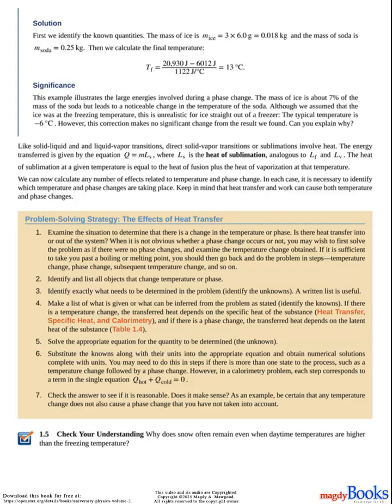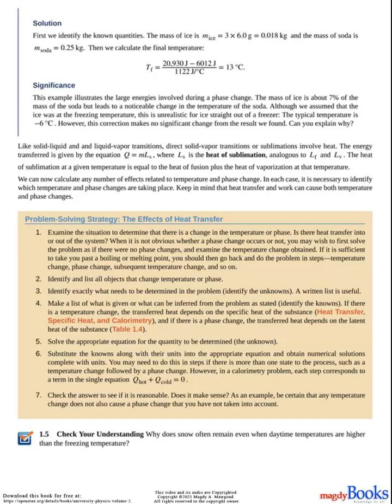Like solid-liquid and liquid-vapor transitions, direct solid-vapor transitions or sublimations involve heat. The energy transferred is given by the equation Q equals m L_s, where L_s is the heat of sublimation, analogous to L_f and L_v. The heat of sublimation at a given temperature is equal to the heat of fusion plus the heat of vaporization at that temperature. We can now calculate any number of effects related to temperature and phase change. In each case, it is necessary to identify which temperature and phase changes are taking place. Keep in mind that heat transfer and work can cause both temperature and phase changes.